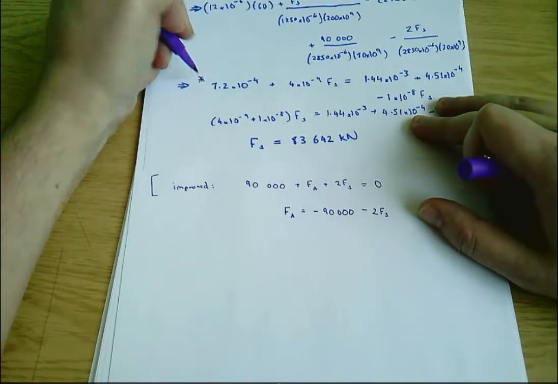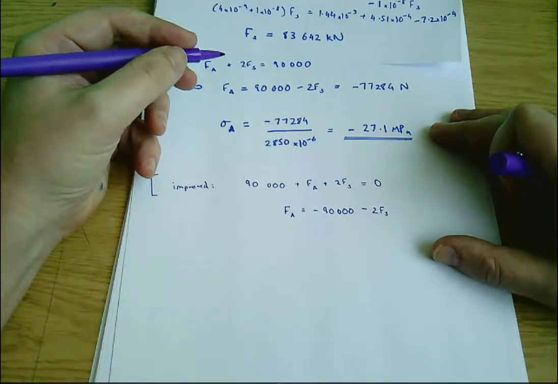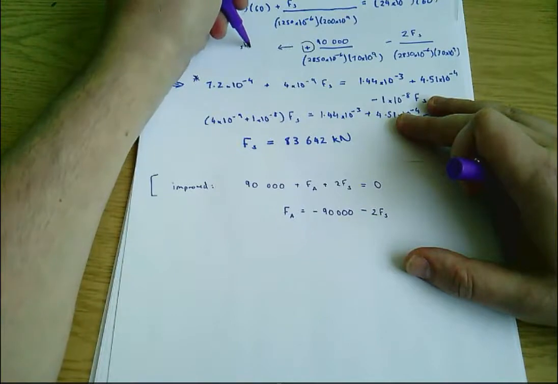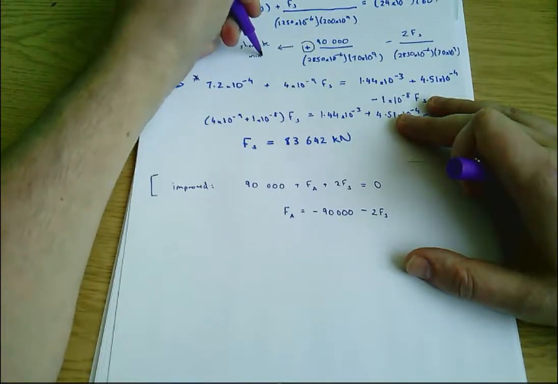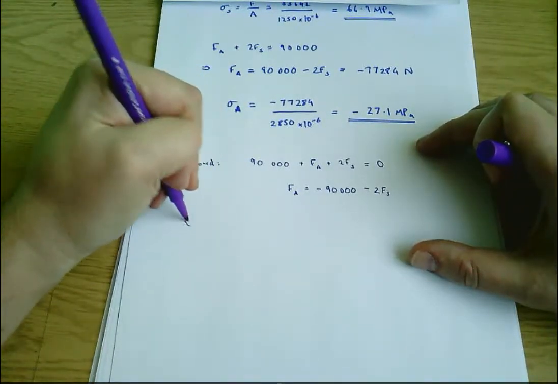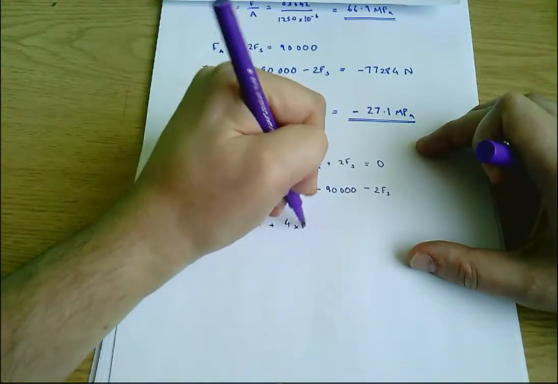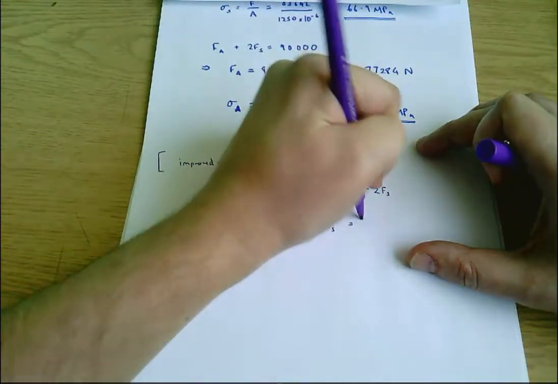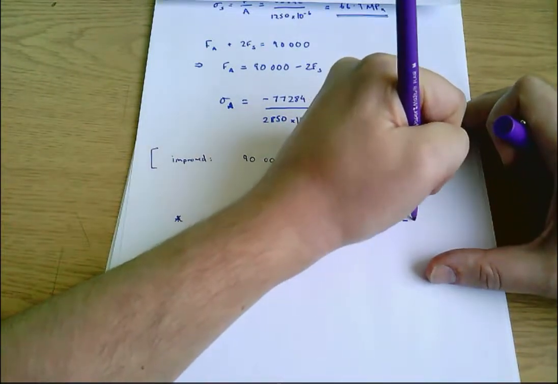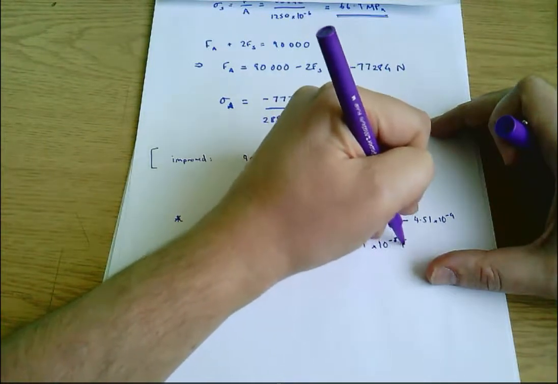So it's only a slight difference, but that means this equation here, which I'm going to put an asterisk next to now, changes because this sign here should be a minus. And then we end up with something that looks like this. From the asterisk, we get 7.2 times 10 to the minus 4 plus 4 times 10 to the minus 9 Fs equals 1.44 times 10 to the minus 3 minus 4.51 times 10 to the minus 4 minus 1 times 10 to the minus 8 Fs.